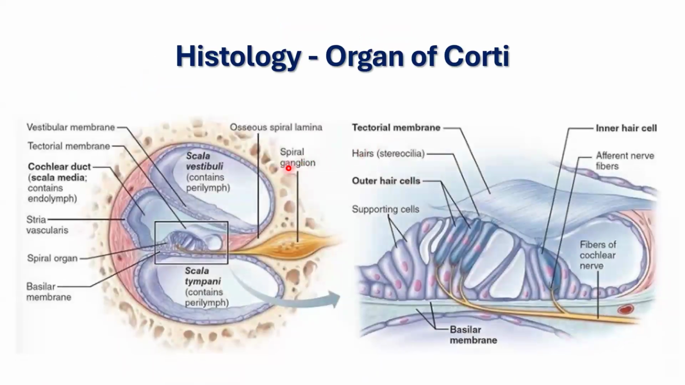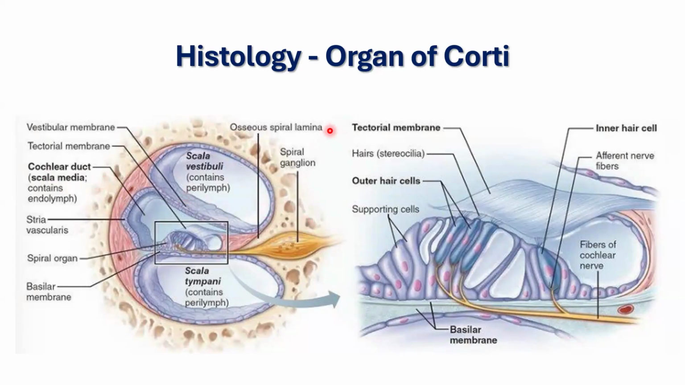As you can appreciate here, we had alluded earlier that this is the scala vestibuli, which contains perilymph, and the scala tympani, which contains perilymph. Then this is the cochlear duct, which contains the spiral organ of Corti and endolymph. A point to remind us is that this cochlear duct is the scala media, and it contains endolymph.